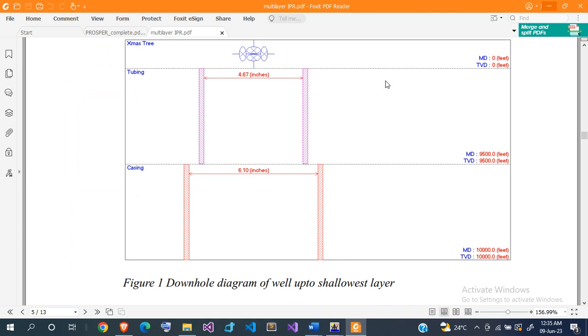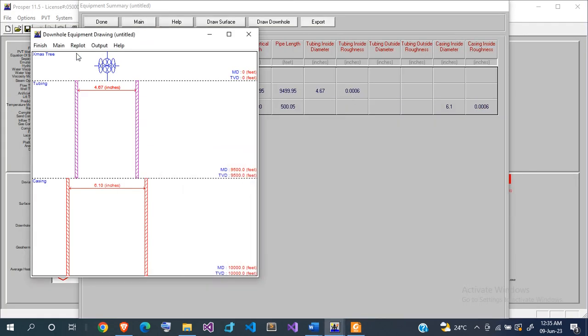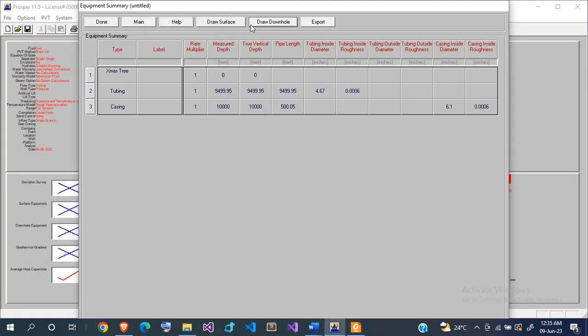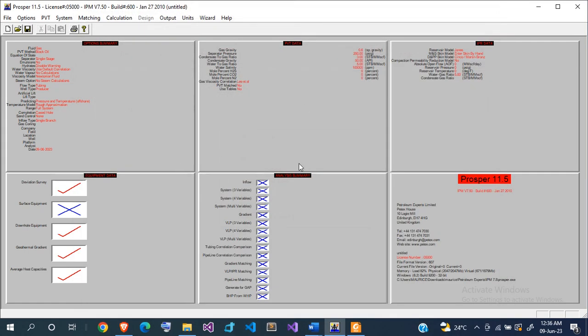Okay, so let's proceed with our simulation. So I'll finish, I go in. So I'm done with that. Now we can go to the IPR section. This is actually where you supply the data for both layers of the reservoir.